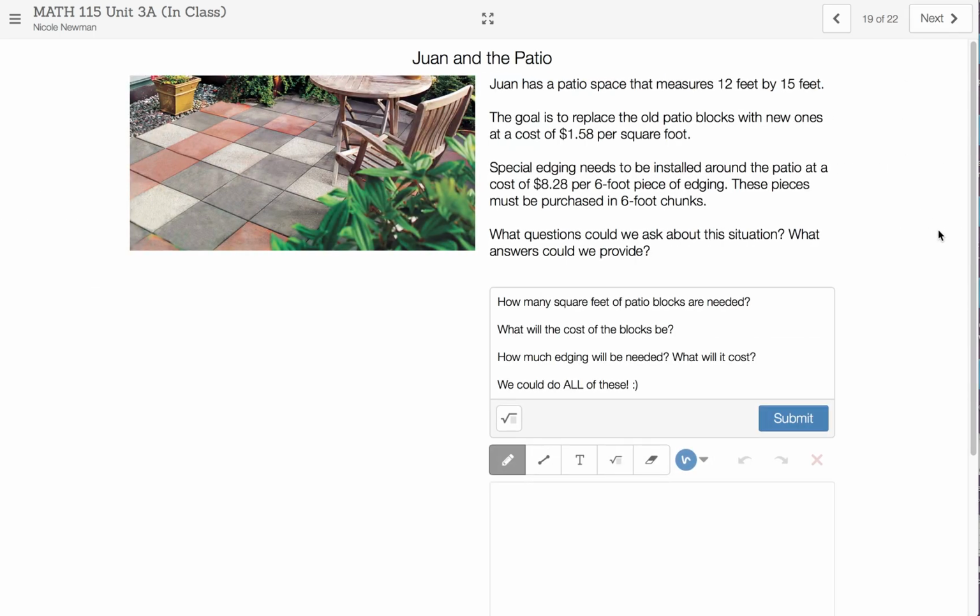Lots of questions we could ask about Juan and the patio. Okay, this was a what questions could we ask, what answers could we provide. I listed a few. You might have some others. How many square feet of patio blocks are needed? What's the cost going to be? How much edging will we need? What's that going to cost? And we could solve all of those. Those are all very valid for our course.